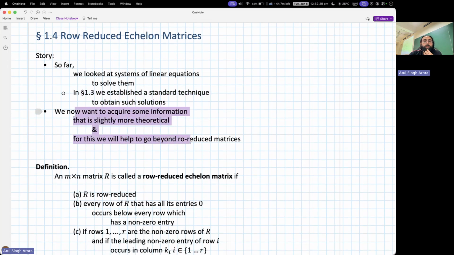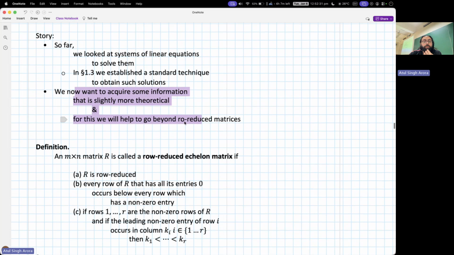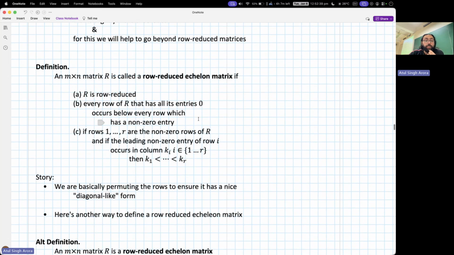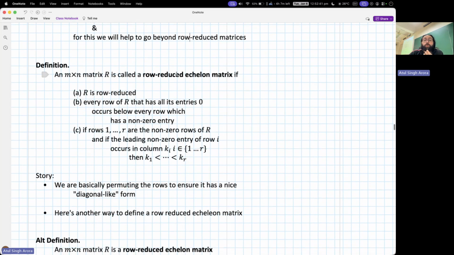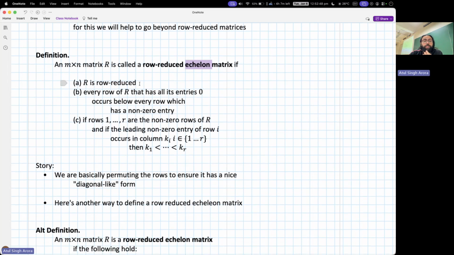Now what we're going to do is formalize this, add a few more conditions, and make it a little bit nicer for theoretical reasons. Okay, so let me just tell you what the definition is. We already defined a row reduced matrix. Now we're going to define a row reduced echelon matrix. And what this is basically saying is that it is trying to make it diagonal-like. That's basically what it's trying to do.